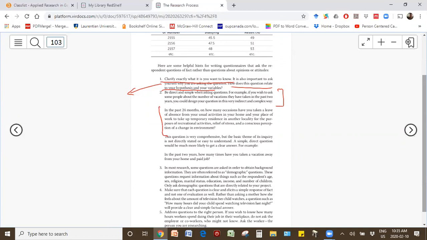What would you do if you were faced with such a question for an interview? I'm going to spend 5 minutes thinking about it, and I'm not going to be able to answer anything. Okay? A more direct question, obviously, is: in the past 2 years, how many times have you taken a vacation away from your home and your job? Simple. Okay. I took a vacation twice, but once I was at home, so I actually took a vacation away from my work and home just once. Simple. You can answer that. Okay.